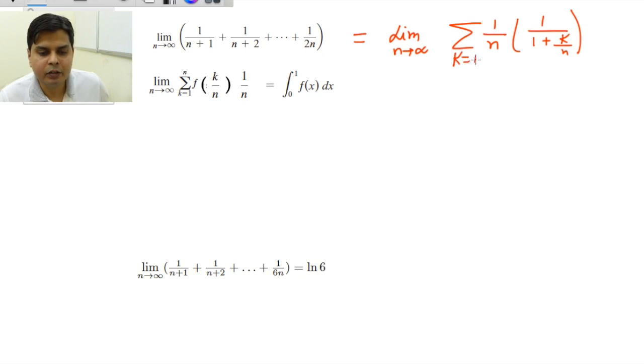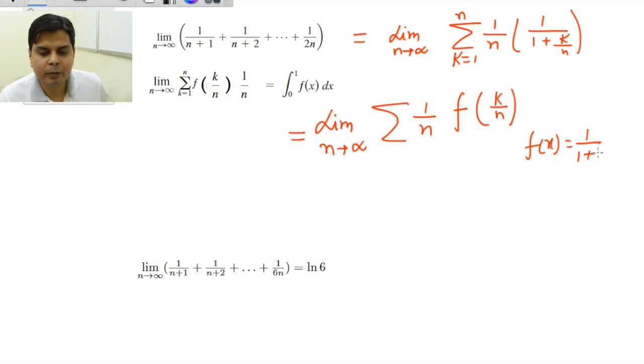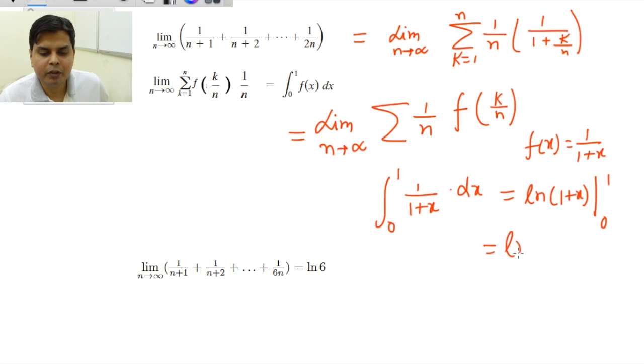Now I can take this summation from k is equal to 1 to n. So what is this? This is limit n tending to infinity, summation 1 by n f of k by n, where f(x) is, what is the function I will have to take? The function will be 1 by 1 plus x, because instead of k by n I put x, then I will get the same thing. So what will this limit be? It will be the integral 0 to 1 of 1 by 1 plus x dx. This will become ln 1 plus x, with limits 0 to 1, you put the limits, you will get the answer ln 2. This is very simple.